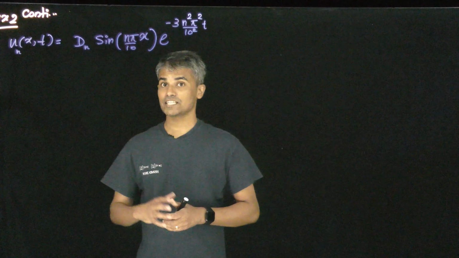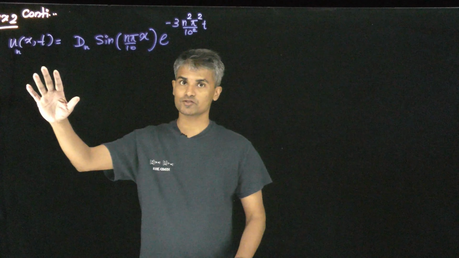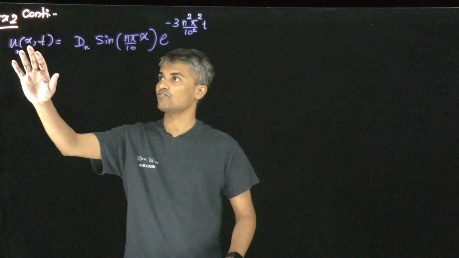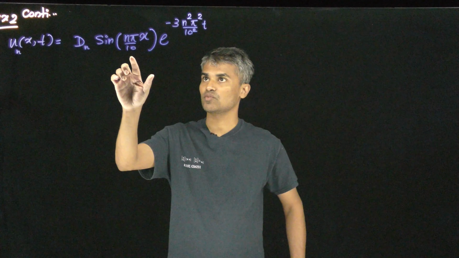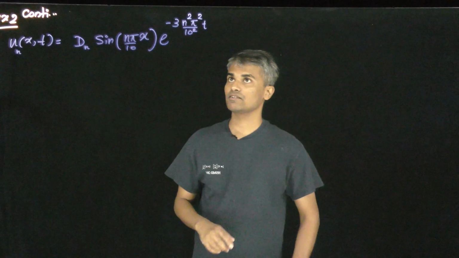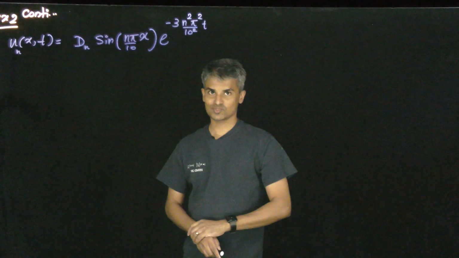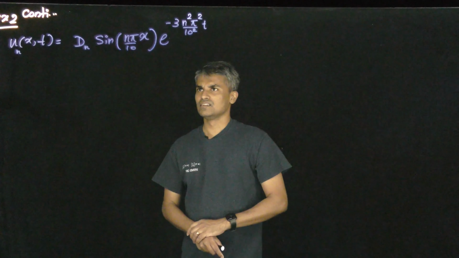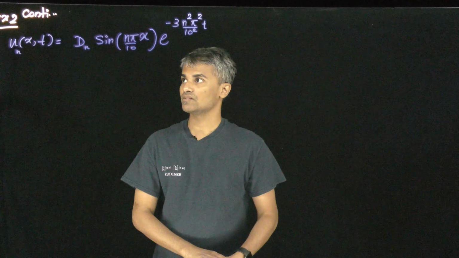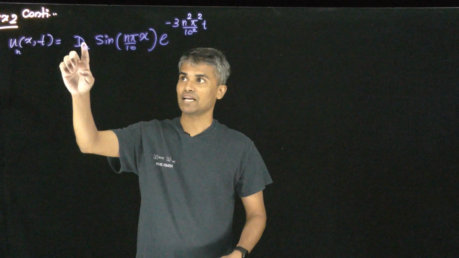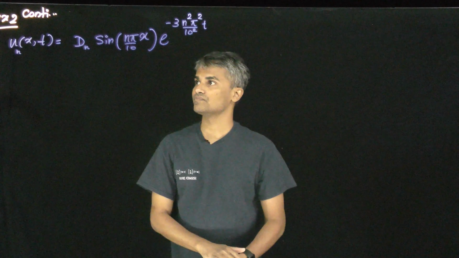This is still the second example. Now at this point we have found the family of solutions u sub n of x comma t equals d sub n times sine of n pi x over 10 times e to the negative 3 times n squared pi squared over 10 squared times t. Of course, these are the family of solutions, and that is why I wrote subscript n here. Basically this constant depends on your n value.